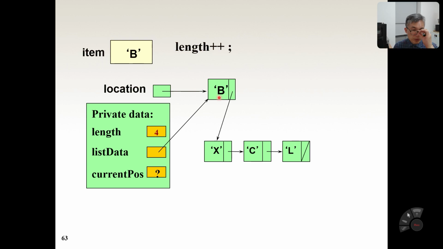And also the length we can increase, because in the unsorted list case, the length indicates how many nodes in the list exist. Okay, so we increase this by 1.